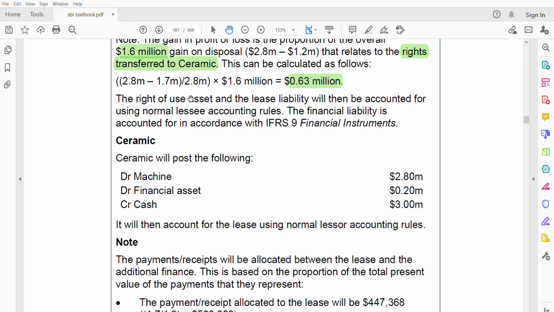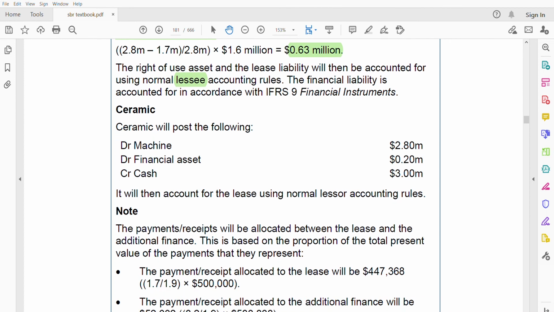Now, the right of use asset and lease liability will then be accounted for using normal lessee accounting. Financial liability is accounted for in accordance with IFRS 9. Ceramic will post the following. Ceramic is the buyer, so definitely he will debit the machine, 2.8, the fair value of the machine. Now he will record a financial asset, the same amount as the financial liability, 0.2, and credit cash, because he will pay cash to Mossack, which is 3 million. So 2.8 plus 0.2, the debit side is 3 million, the credit side is 3 million, it balances.